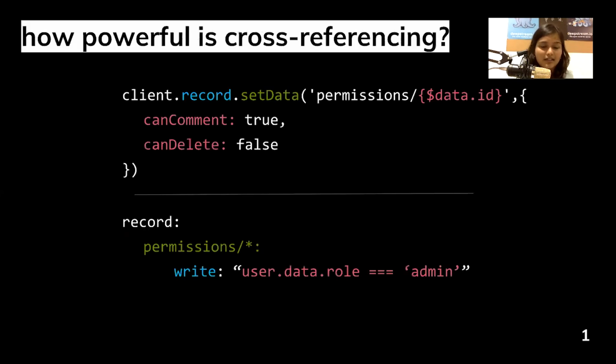So here's another example of how powerful cross referencing actually is. So in this example, I have a client who's basically setting the data of a record which holds the permissions of the user.